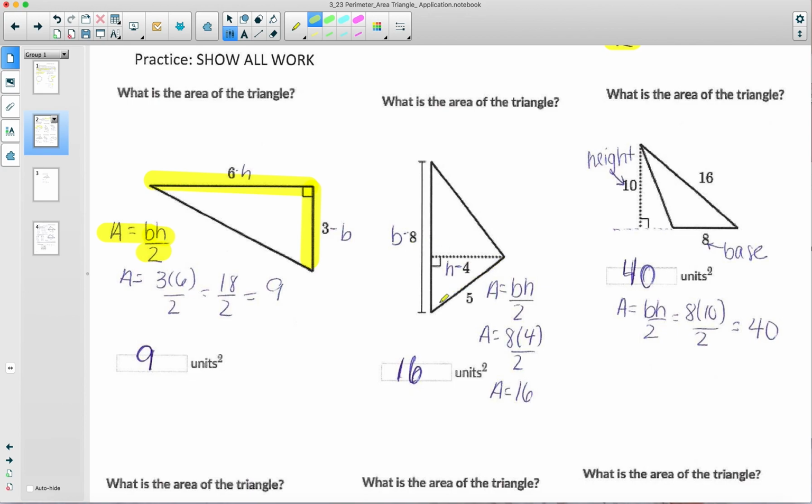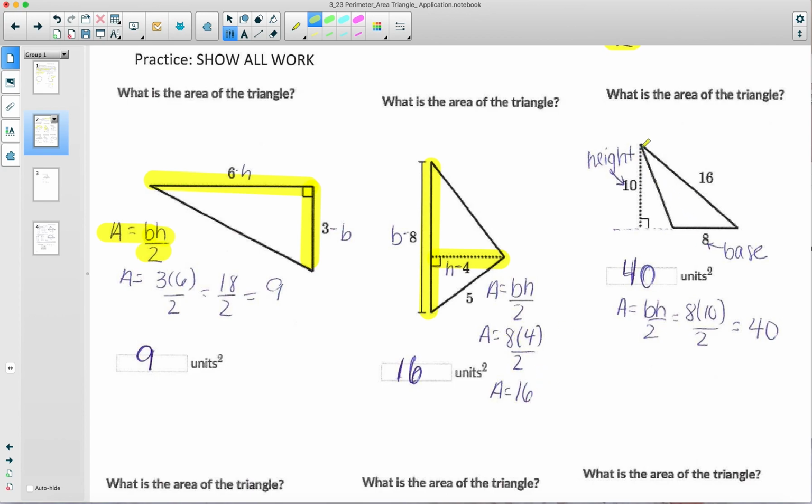So I know that 5 can't possibly be the base because it's not perpendicular to any other side. Whereas our height is 4 and our base is 8. Those are the 2 numbers that I'm going to use. So here's my base of 8 and my height of 4. Okay, so again, when you substitute it in, 8 times 4 divided by 2 is 16.